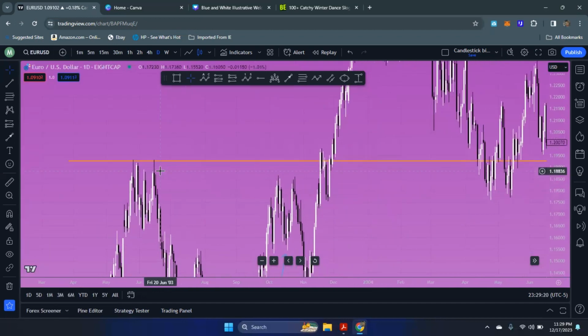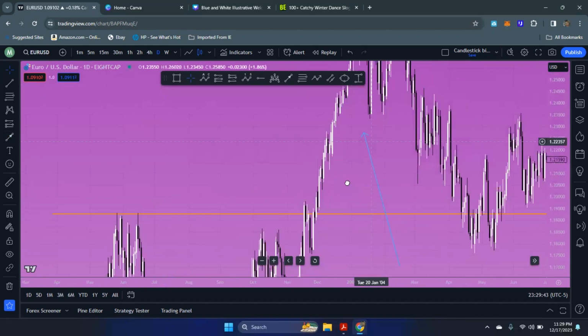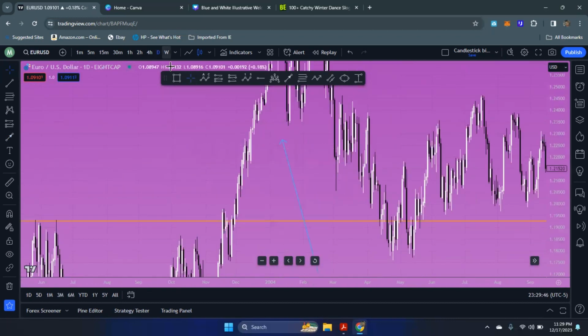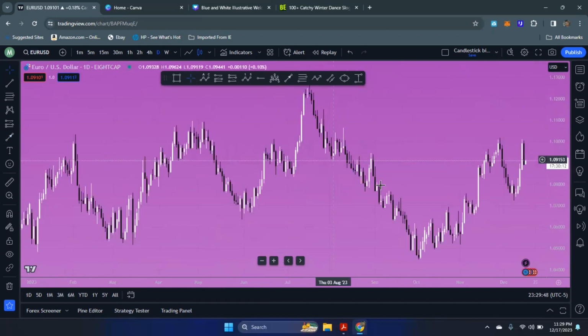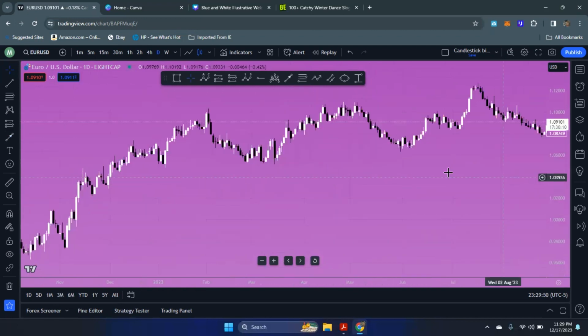Example. This is another one, a lot of test points. So this is the high, right? She broke that structure, the previous swing high. She tested it, and that line now acted as a support level, and then she went up. Okay, and then let's see it in a downtrend.